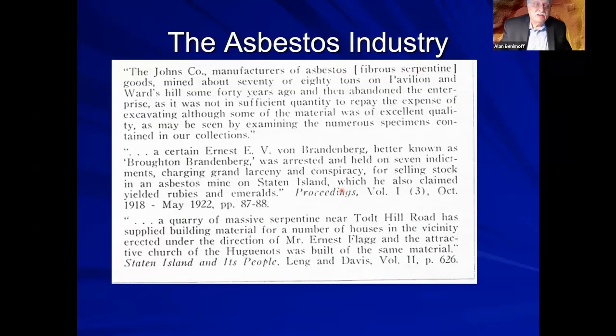And then, as you can see here, I talked about this before, the Johns Company, manufacturers of asbestos goods, mined about 78 tons out of this area on Staten Island, Ward's Hill. This paper came out in 1854, so probably the turn of the century, and then they abandoned the enterprise. It was not done in sufficient quantity to repay the expense of excavating, although some of the material was of excellent quality, as may be seen by examining the numerous specimens contained there. And then they go into the flag over here and so forth.